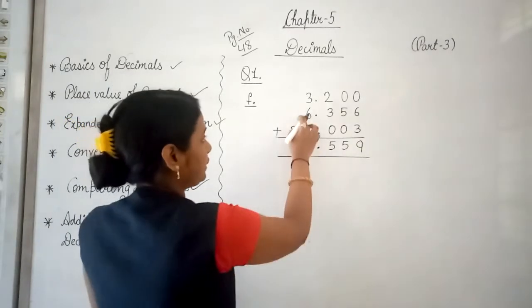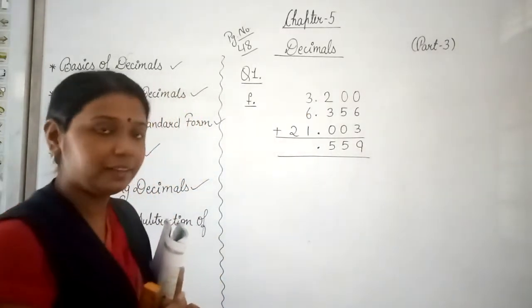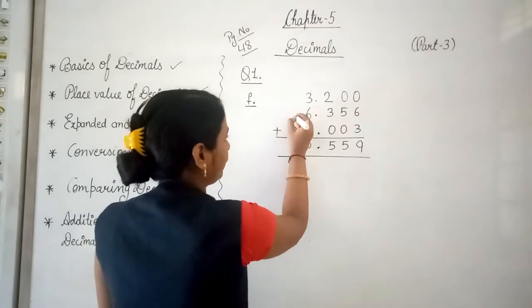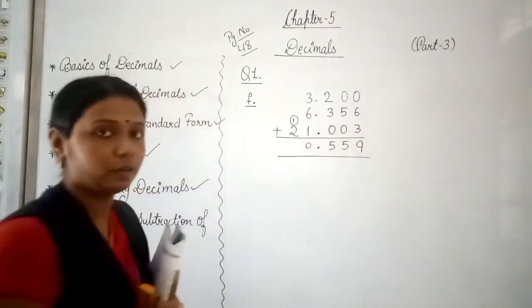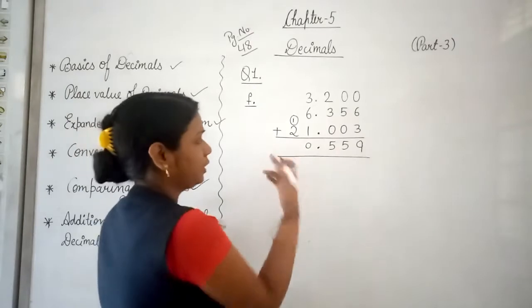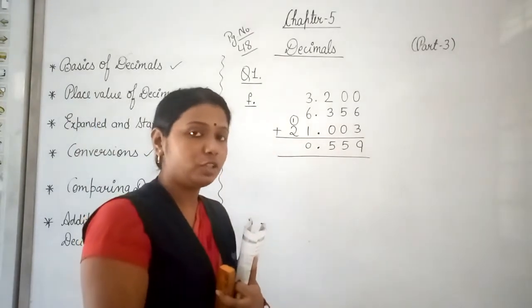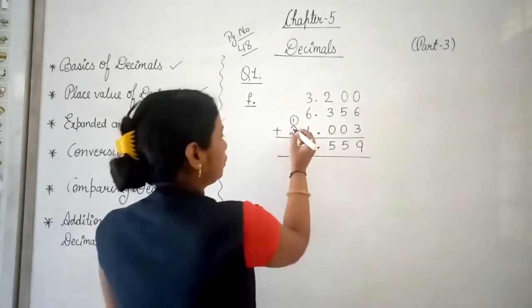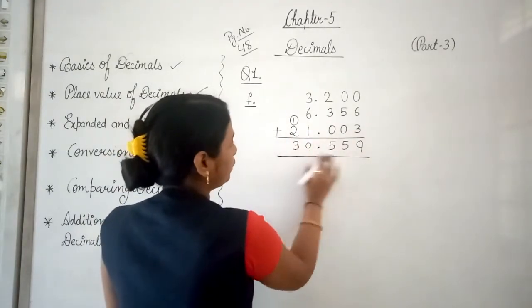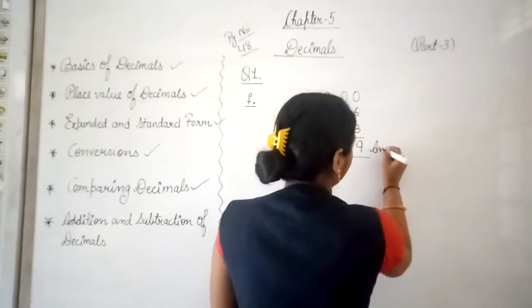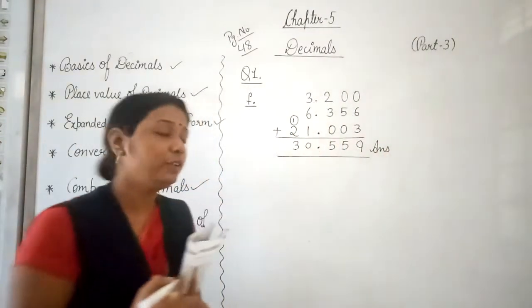Now, 6 plus 3 is 9 and 9 plus 1 is 10. 1 will be carried forward. We will not write 10 here. Similarly, we do in addition of counting numbers. 2 plus 1 is 3. So the answer will be 30.559.